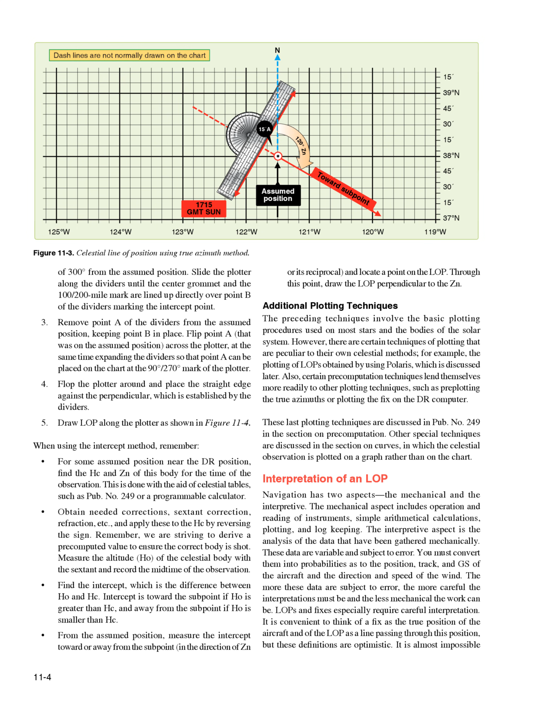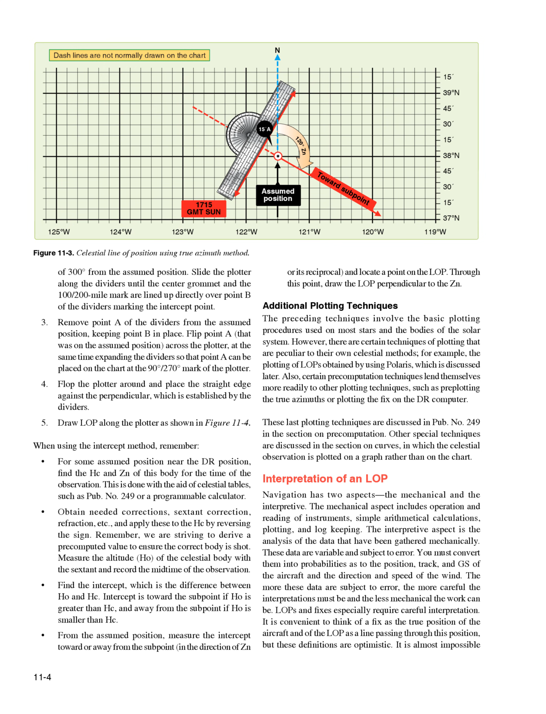Additional plotting techniques. The preceding techniques involve the basic plotting procedures used on most stars and the bodies of the solar system. However, there are certain techniques of plotting that are peculiar to their own celestial methods, for example, the plotting of LOPs obtained by using Polaris, which is discussed later. Also, certain precomputation techniques lend themselves more readily to other plotting techniques, such as pre-plotting the true azimuths or plotting the fix on the DR computer. These last plotting techniques are discussed in Pub. No. 249 in the section on precomputation. Other special techniques are discussed in the section on curves, in which the celestial observation is plotted on a graph rather than on the chart.